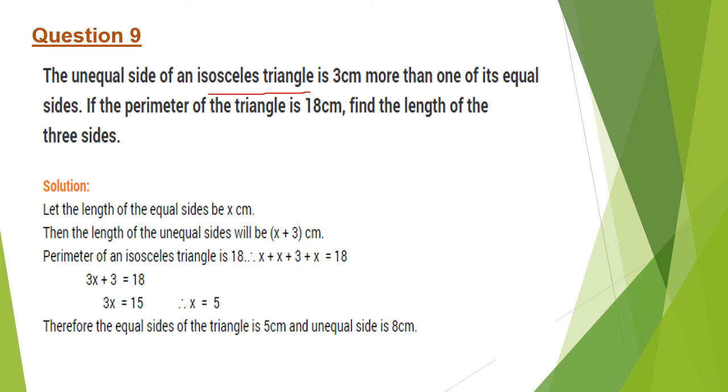Unequal side means, you know, two sides are equal. The third side is there, no? That is the unequal side. The measure of that unequal side is 3 centimeter more than one of its equal sides. If the perimeter of the triangle is 18 centimeter, find the length of the three sides.